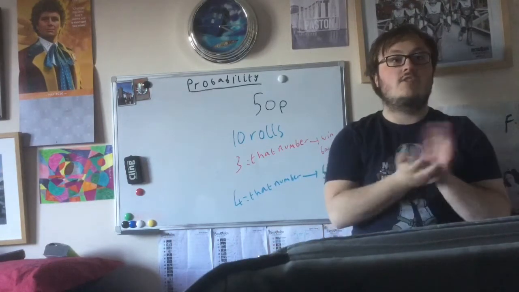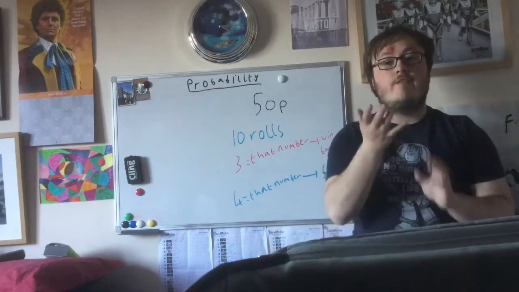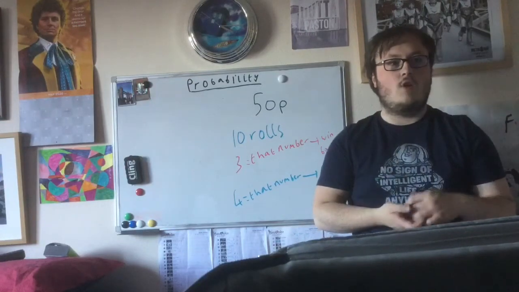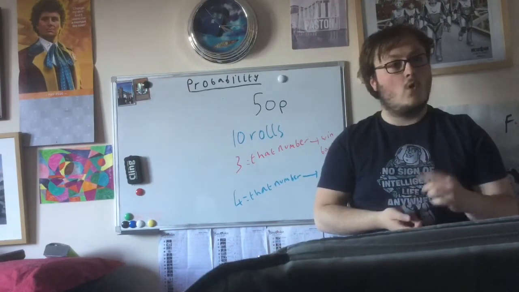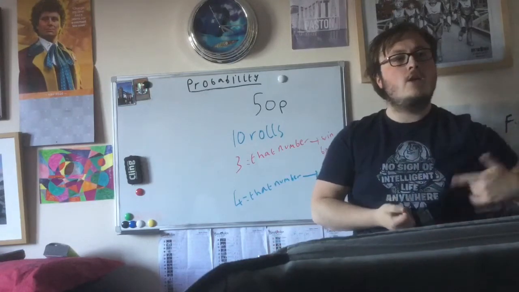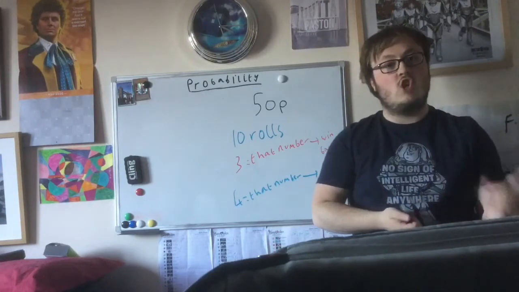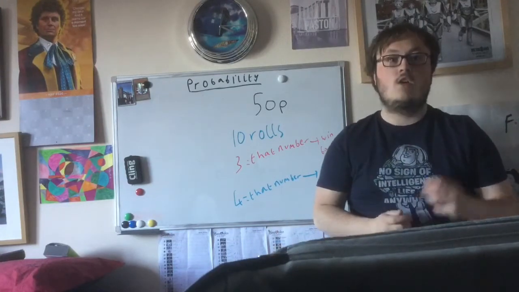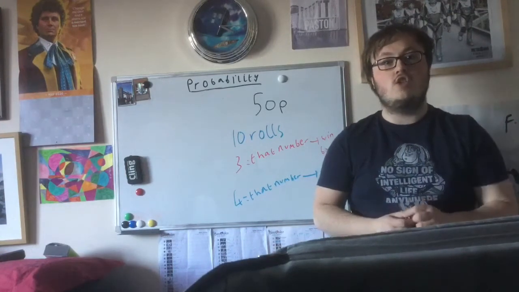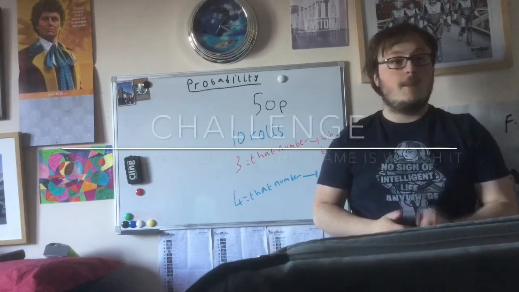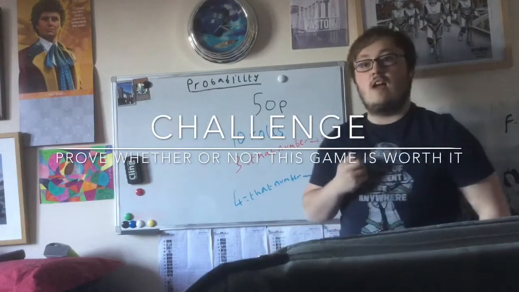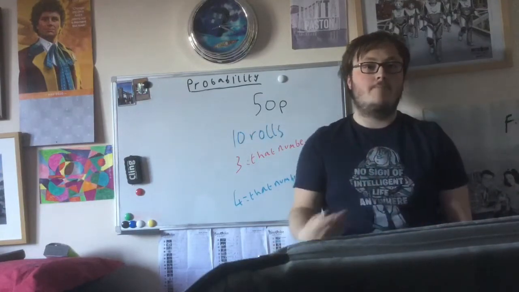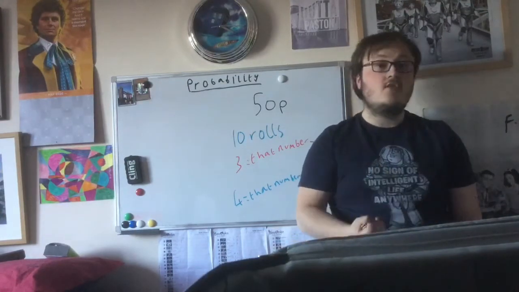So if I chose, for example, the number 1, if I got a 1 3 times, I win my 50p back. If I rolled the 1 4 times or more, you win £1. If I got a 1 2 times or less, I lose my money. Should I do this? Now, the best way to think about this is, how likely is it that I would get my money back? Now, this is your challenge for today.